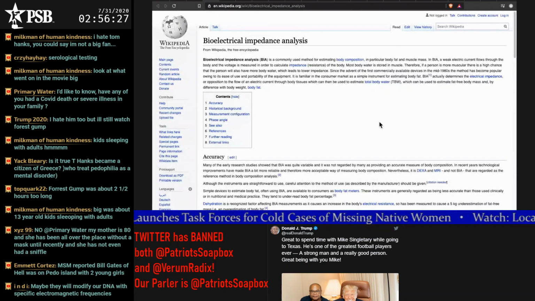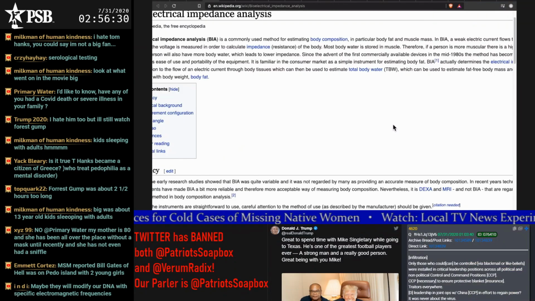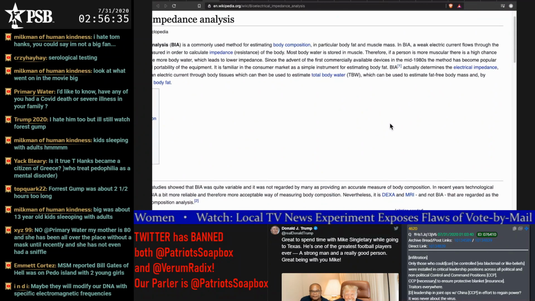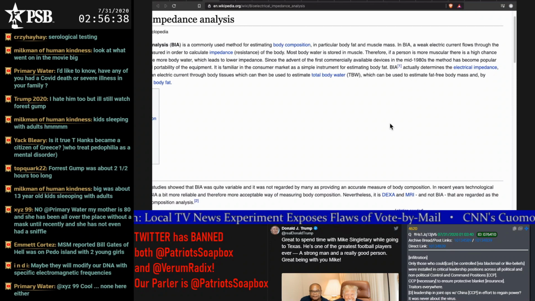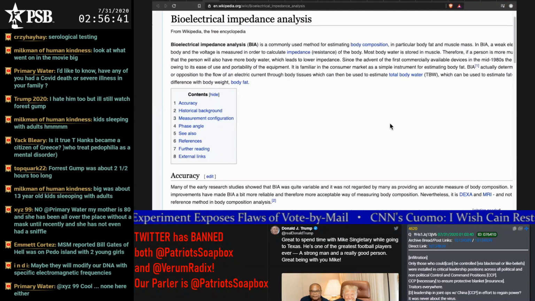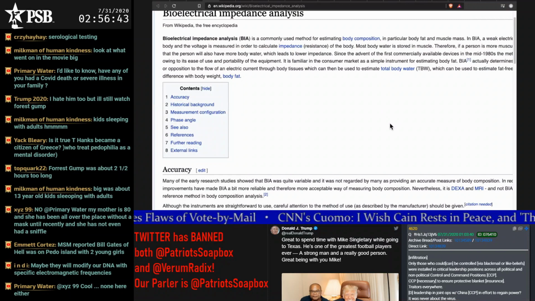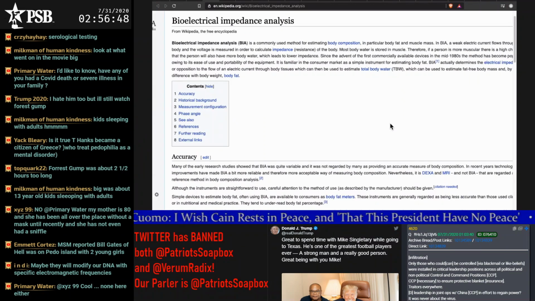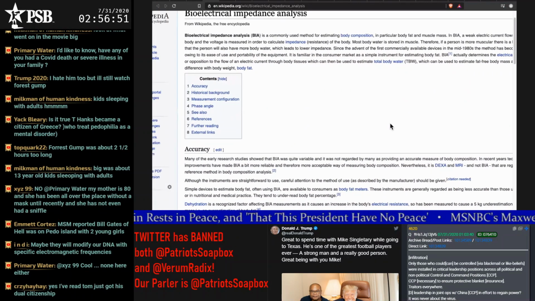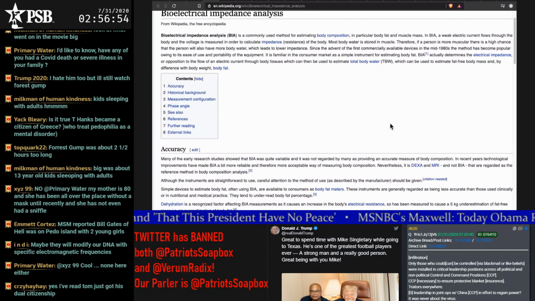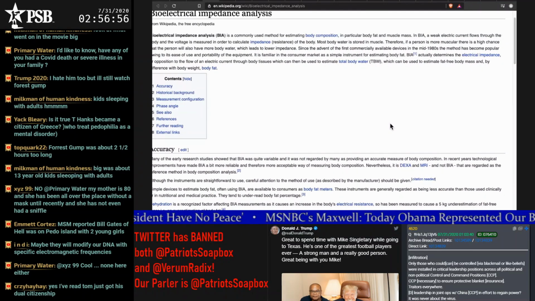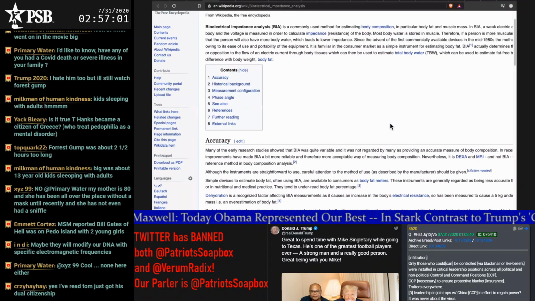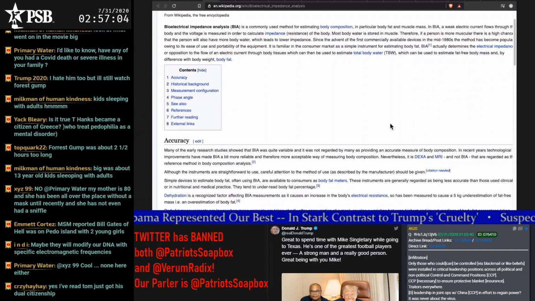Bioelectric impedance, a commonly used method for estimating body composition, in particular, body fat and muscle mass. Body impedance analysis is where a weak electric current flows through the body, and the voltage is measured in order to calculate the impedance or resistance of the body. Most body water is stored in muscle. Therefore, if a person is more muscular, there is a higher chance the person will also have more body water, and it leads to a lower impedance. Since the advent of the first commercially available device in the mid-1980s, this method has become popular, owing to its ease of use and portability of equipment.